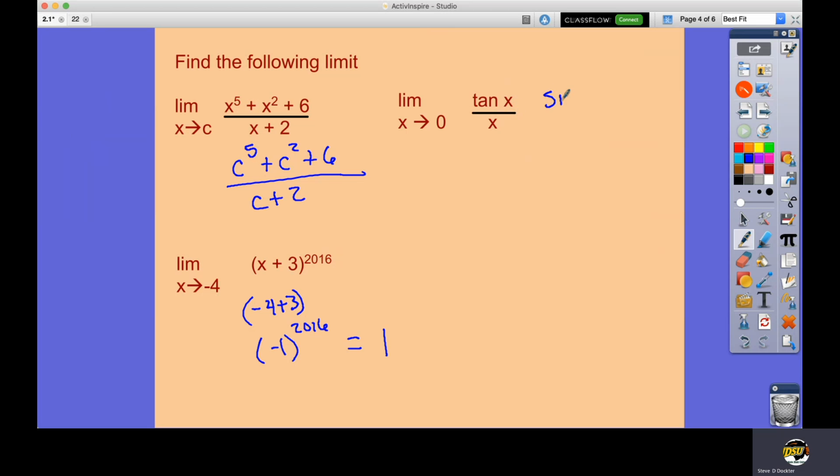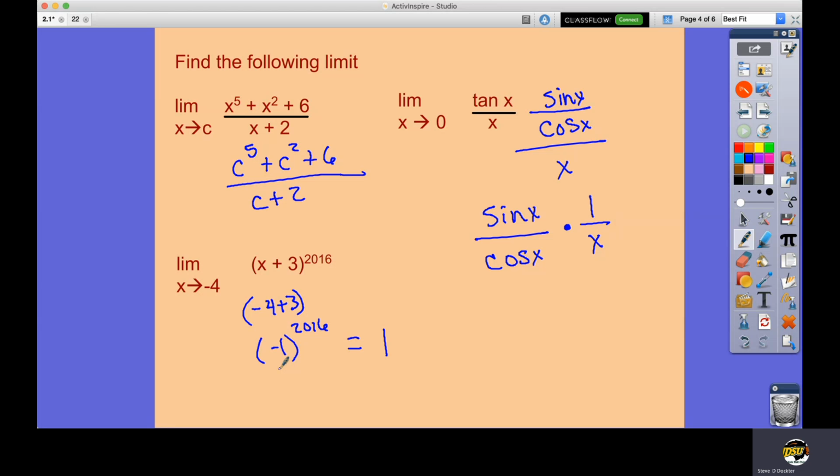Very good. Sine of x over cosine of x, and that's all over x. Well, we have a fraction inside a fraction. We could rewrite this. We could say this top fraction is divided by x, which would mean we would have sine of x over cosine of x times 1 over x.